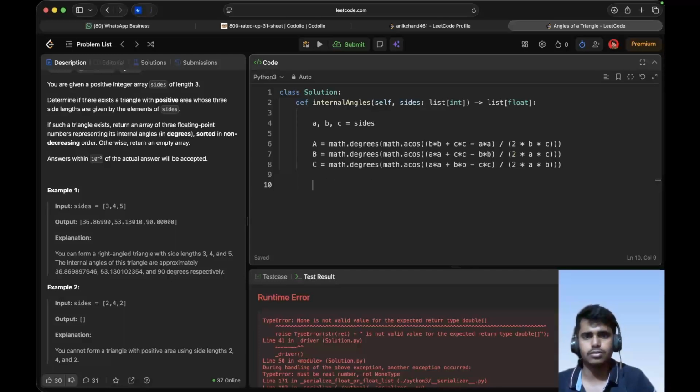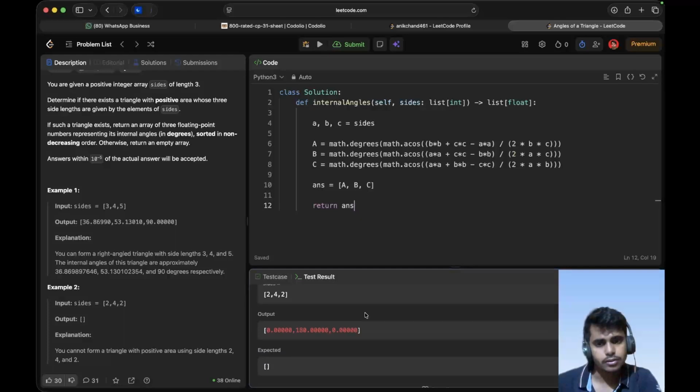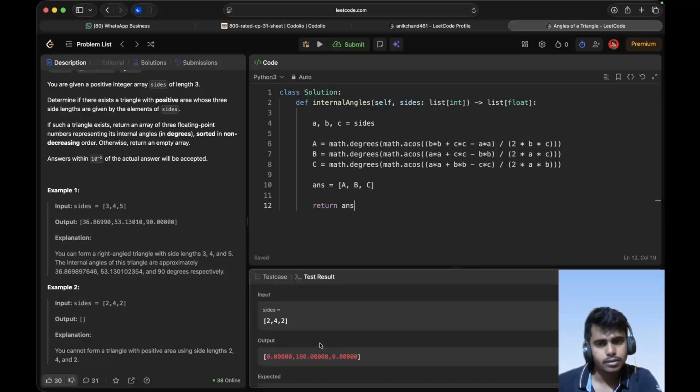So instead of print, what I can do is answer equal to a comma b comma c. This is the answer, and return answer. I have to return a list of float. Wrong answer.